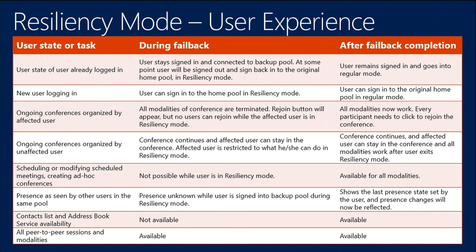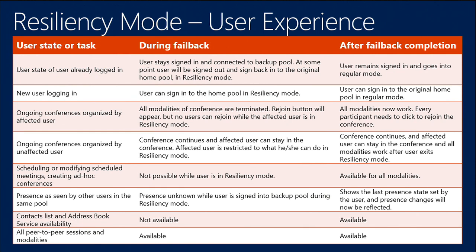For conferences that were organized by the affected user, those are going to be terminated. That's because the conferences initiated by a user that has to fail over were being housed on their home pool. In a pool failover, that home pool is unavailable, so we don't have those MCUs available. However, the rejoin will appear, but while the user is in resilience mode, they can't rejoin those conferences. We have to rehome the user with that activation process to say, yes, we want them now running off of pool 2. Once we hit that button, users will be able to rejoin their conferences and continue as they were prior.